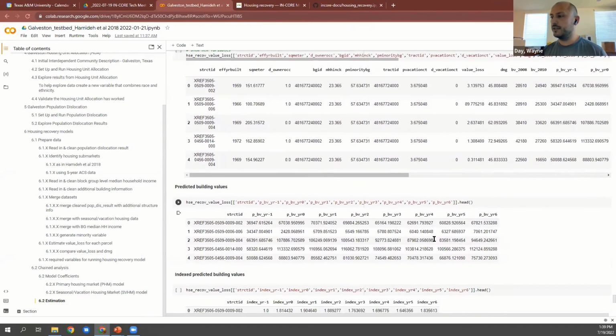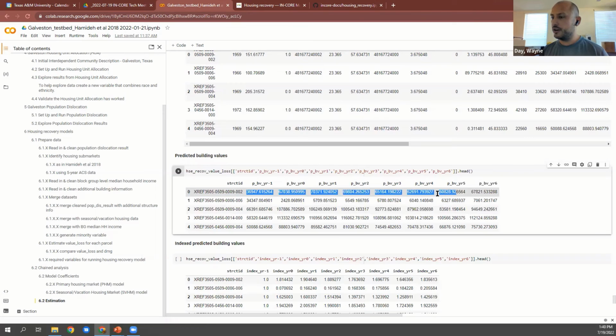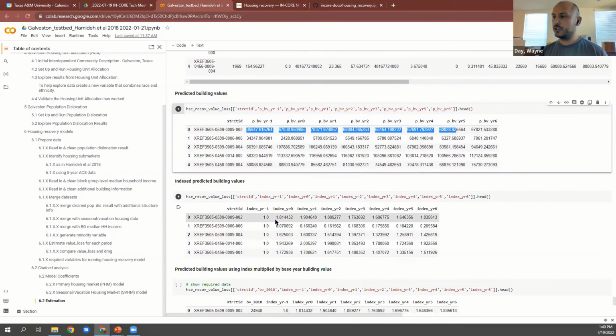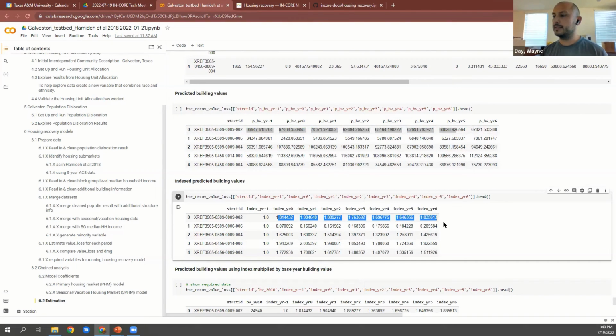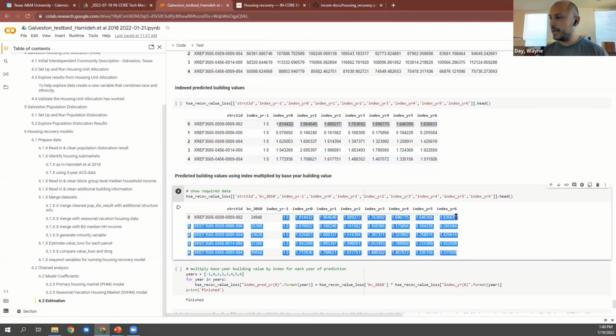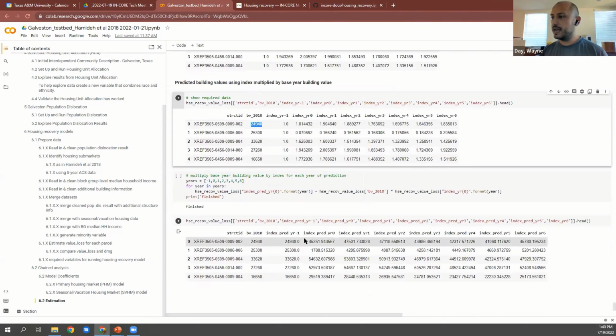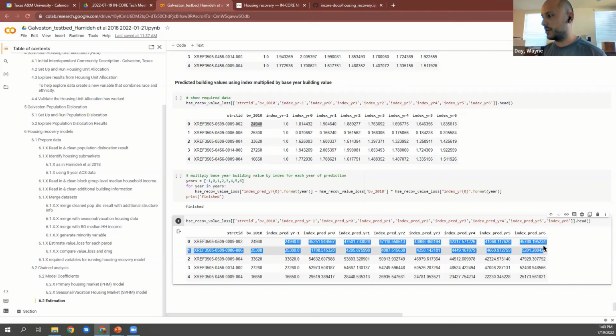Scroll down, and these are essentially what I copied and pasted into the PowerPoint. So you get that prediction per year. We can convert that prediction to an index, and then multiply that index times the base year to get a prediction based on the index per parcel.